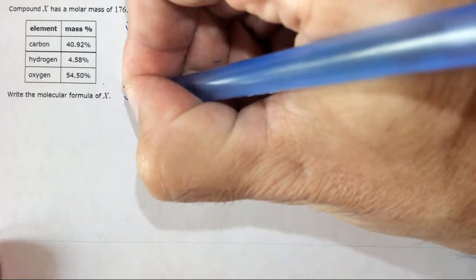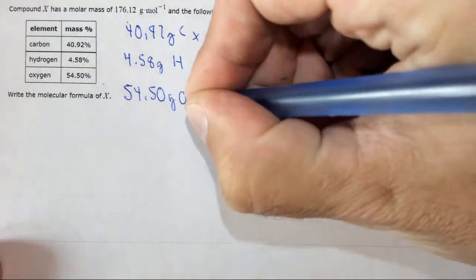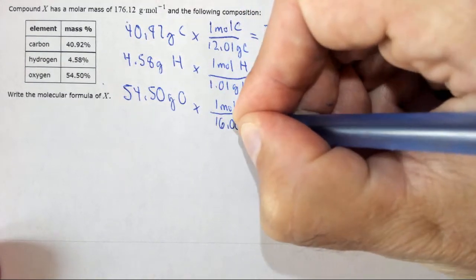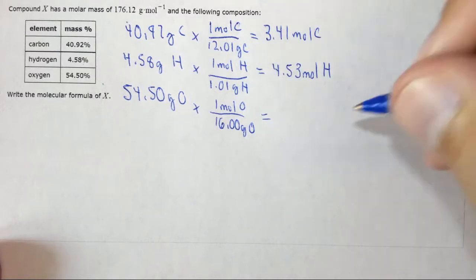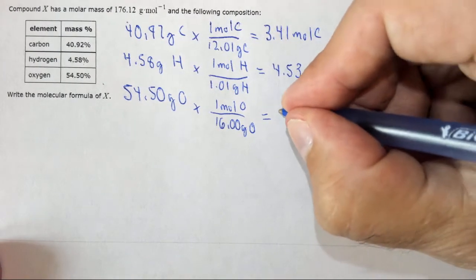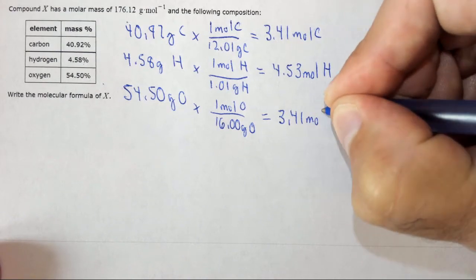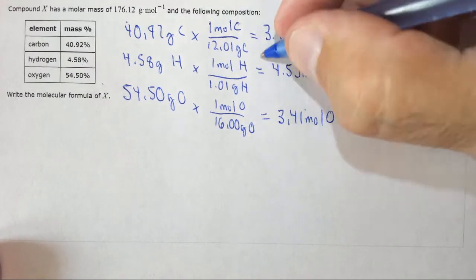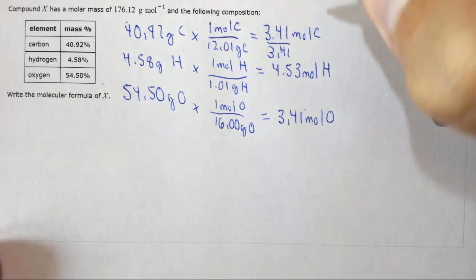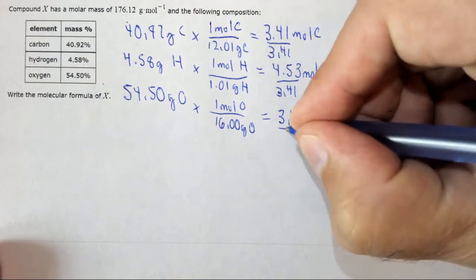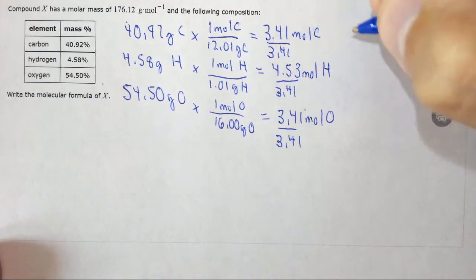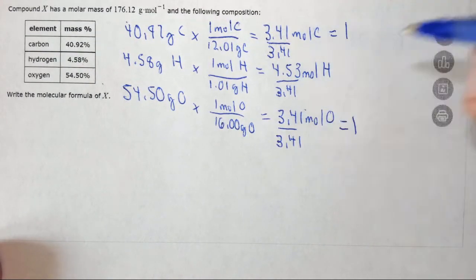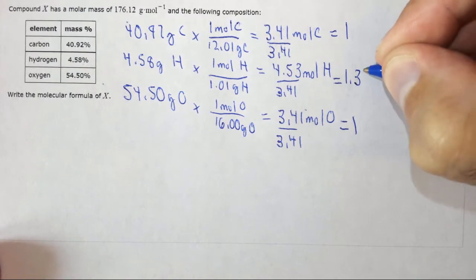Finally, we have 54.50 grams of oxygen times 1 mole of oxygen per 16.00 grams of oxygen. Again, all these molar masses come from the periodic table, and you get 3.41 moles of oxygen. We now want to divide by the smaller number, and for both carbon and oxygen it's 3.41. So we want to divide everything by 3.41. In the case of carbon and oxygen, we get 1. But in the case of hydrogen, we have 4.53 divided by 3.41, which is 1.33.